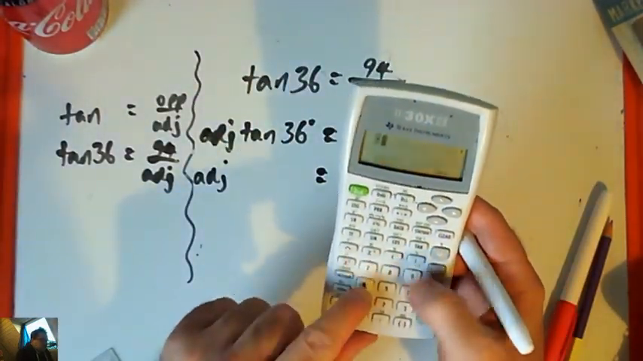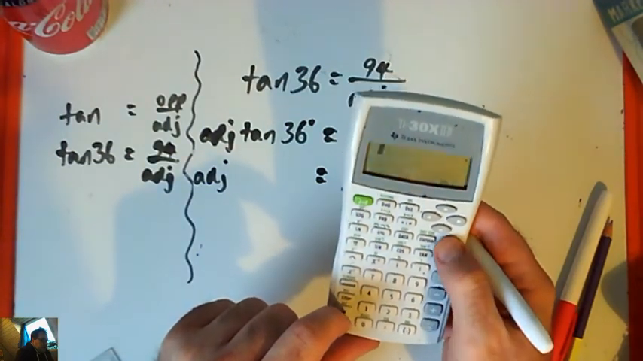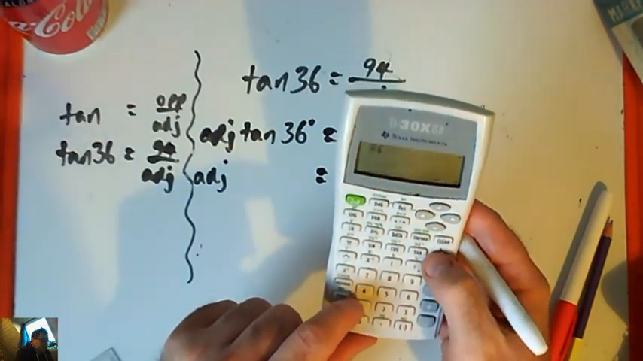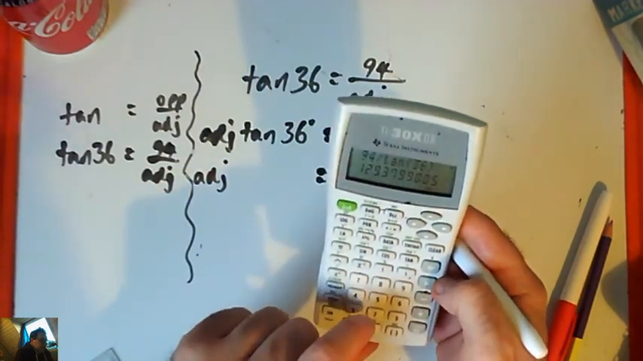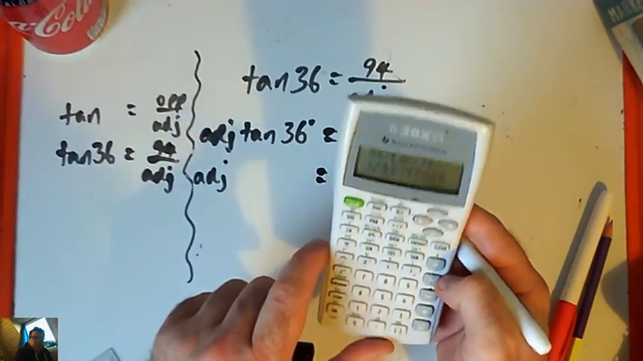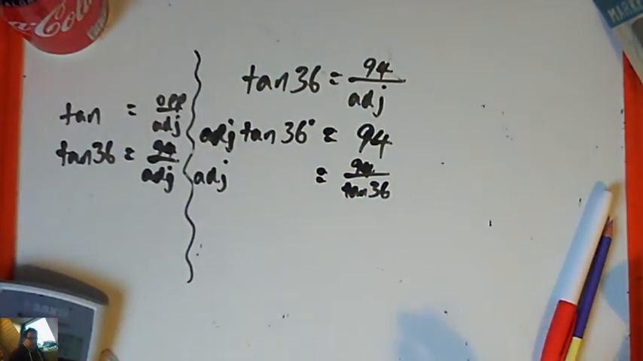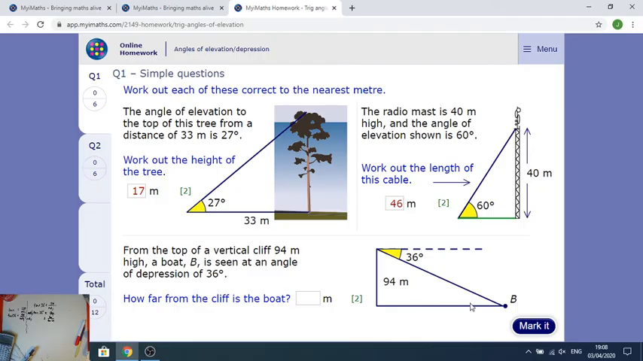So 94 divided by tan 36, close the bracket, equals 129 point something and a little bit, 129. So going over to my iMaths now, I'm thinking that that distance along the ground is 129. So I'll just fill in 129 there to the nearest meter, and we'll mark it 6 out of 6. That's good.